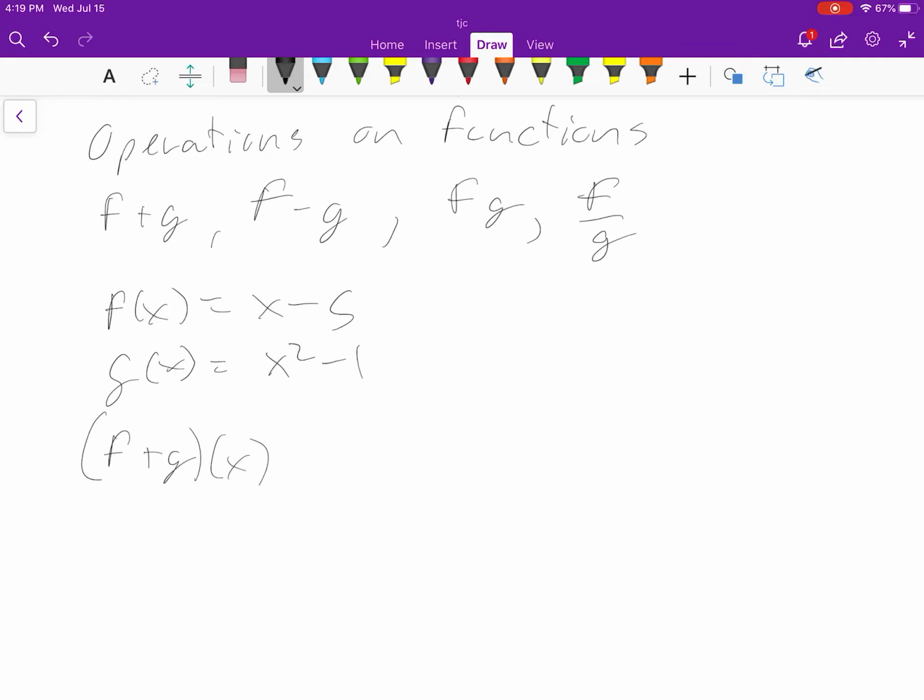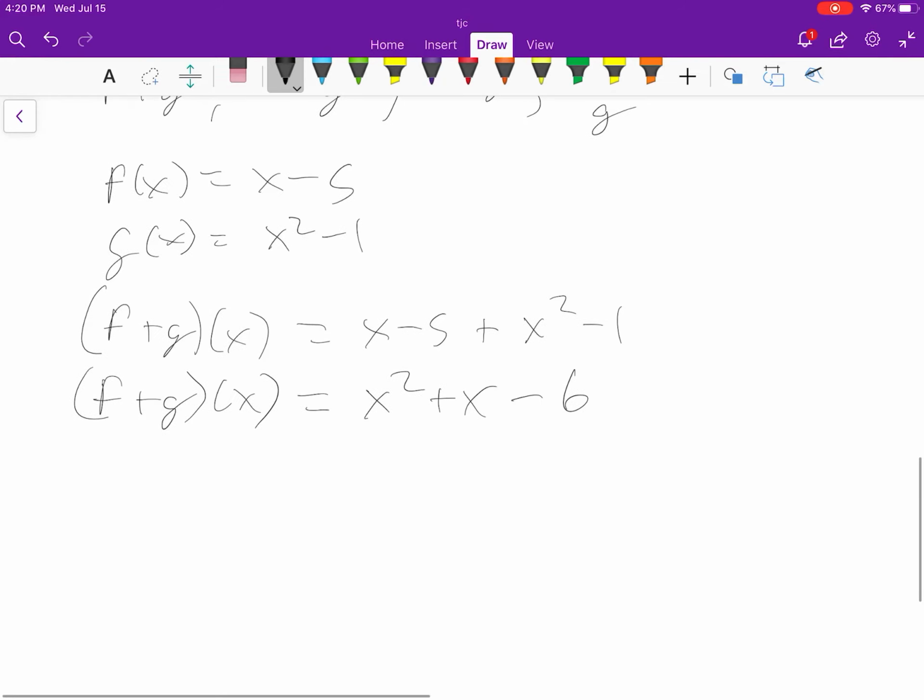So what's added? So f plus g of x is you just add the two functions. So you have f, which is x minus 5, and you're adding to it g, which is x squared minus 1. Add those together, you get x squared plus x minus 6. Okay, so that is the f plus g function. We've added those two functions together.